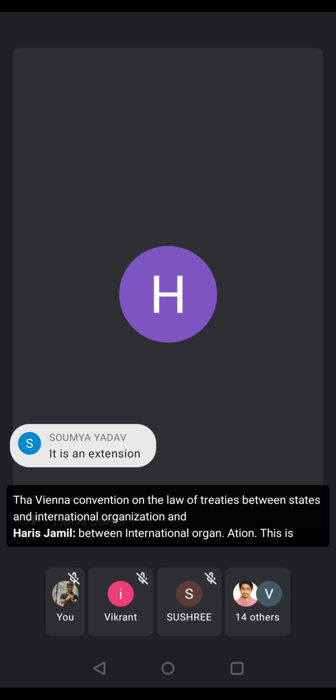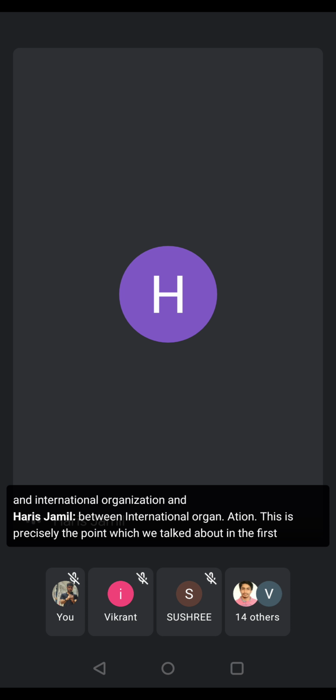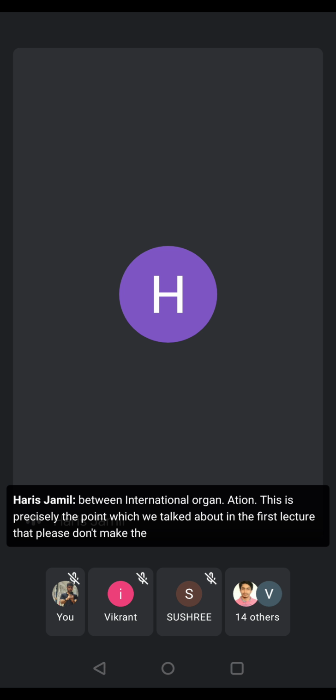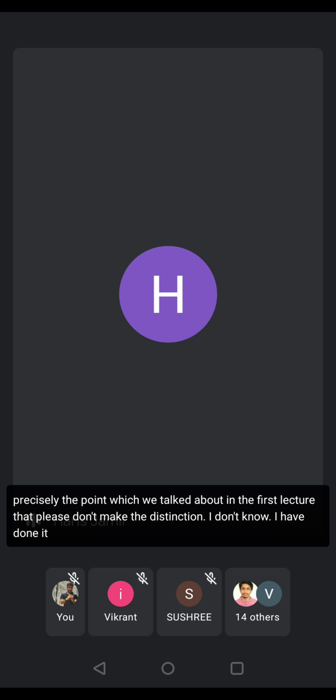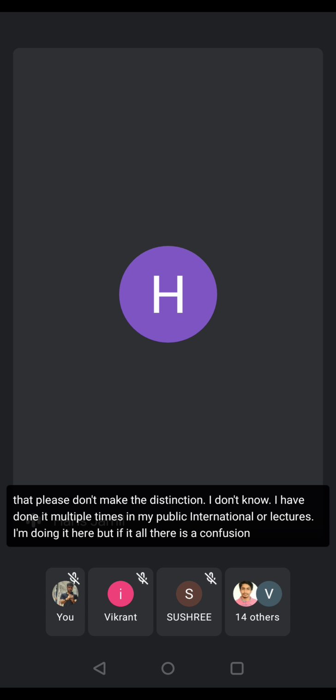This is precisely the point which we talked about in the first lecture, that please don't confuse the distinction. I have done it multiple times in my public international law lectures. I'm doing it here. But if at all there is a confusion, feel free to intervene and ask.